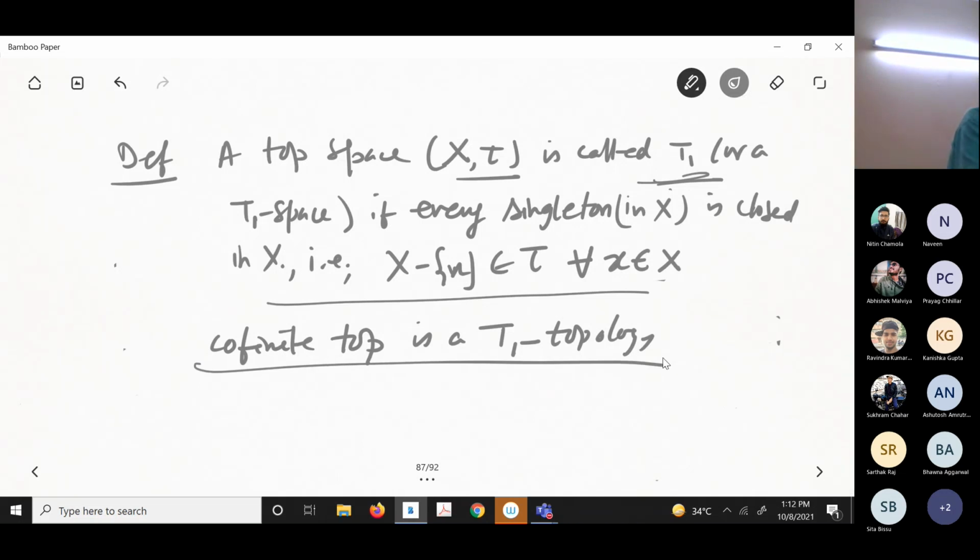Now, here I should give you one definition on that. Suppose, okay, I will come to that later on. Now, the co-countable topology.